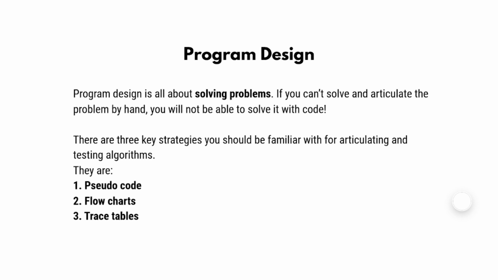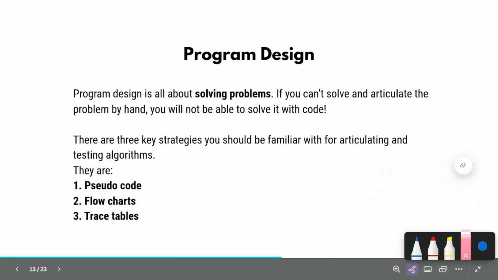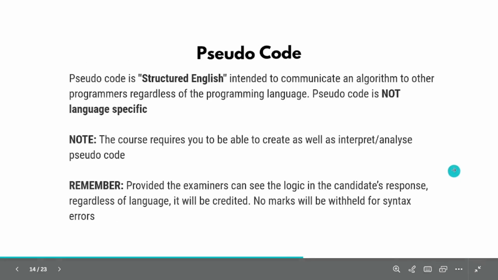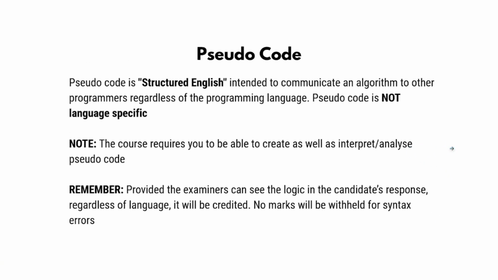There are three key strategies you should be familiar with when articulating and testing algorithms. There are pseudocode, flowcharts, and trace tables. I'm sure many of you are already familiar with pseudocode, so I'll quickly go through that. Pseudocode is basically structured English. It's intended to communicate an algorithm to other programmers or to yourself, regardless of the programming language. So pseudocode is not language specific.